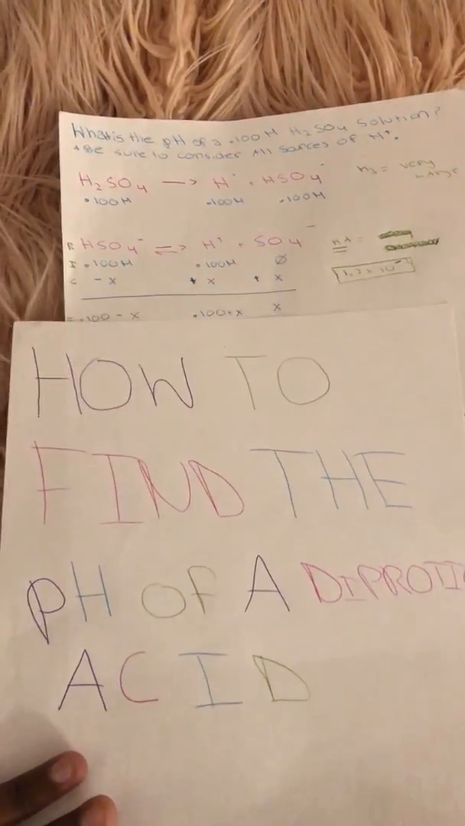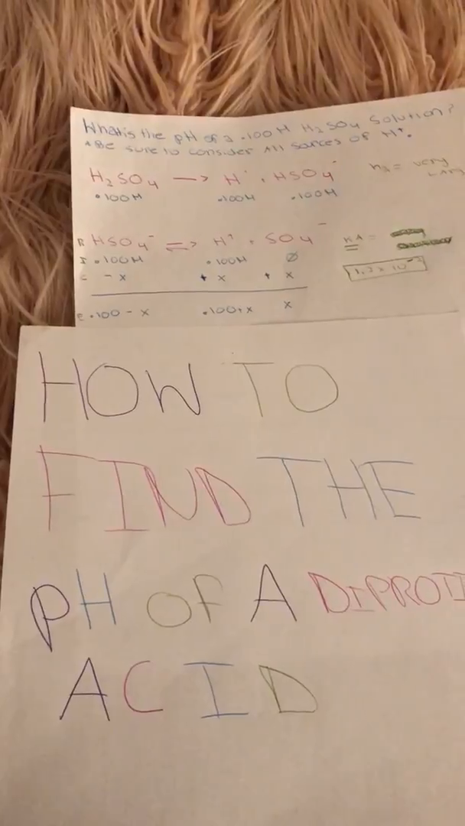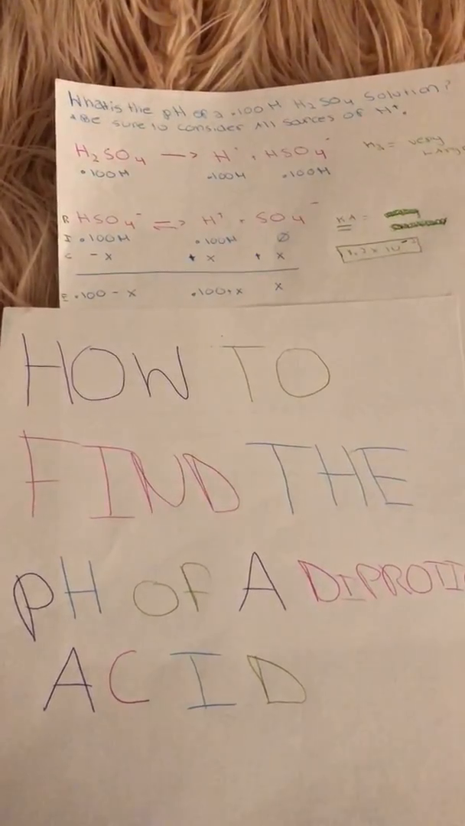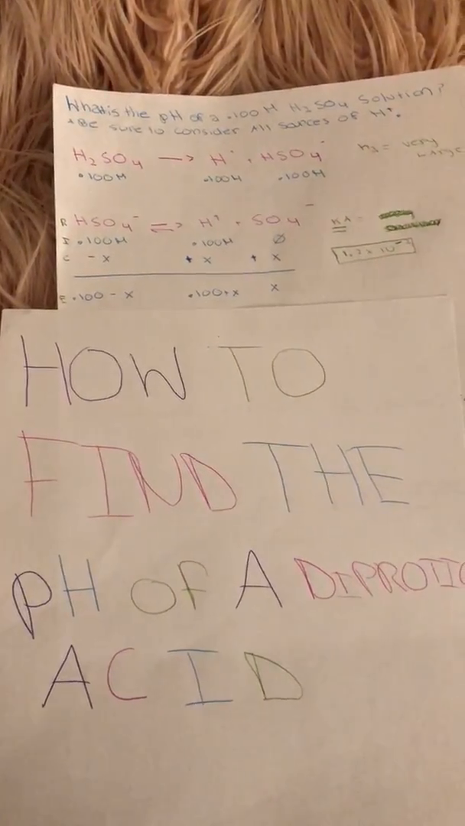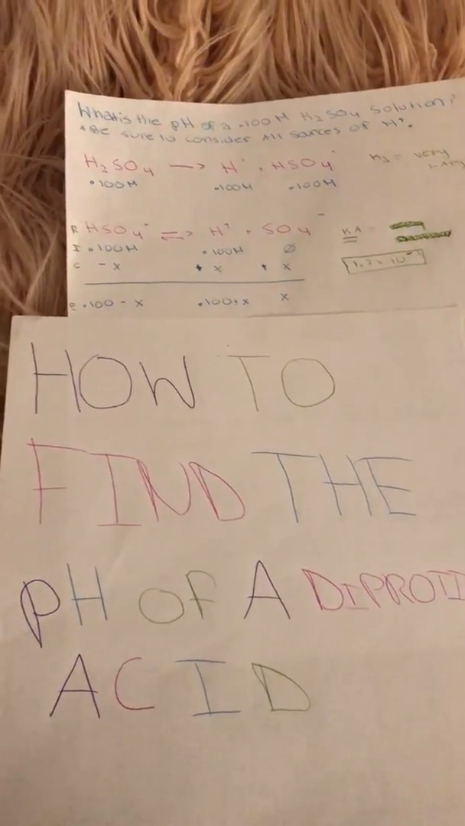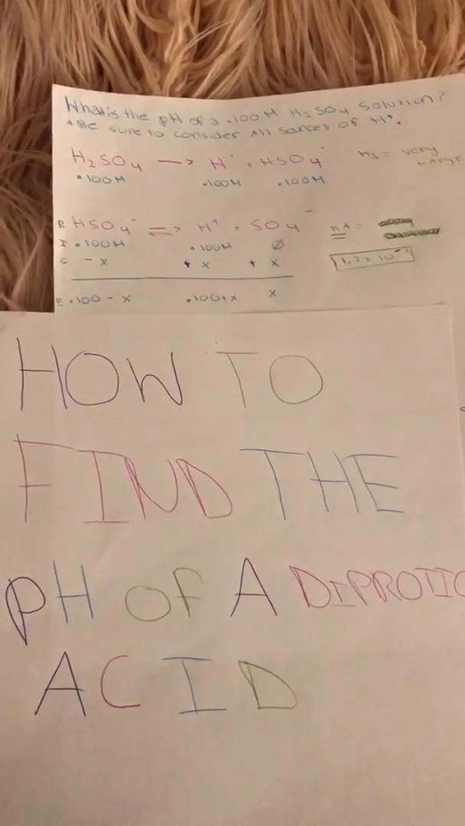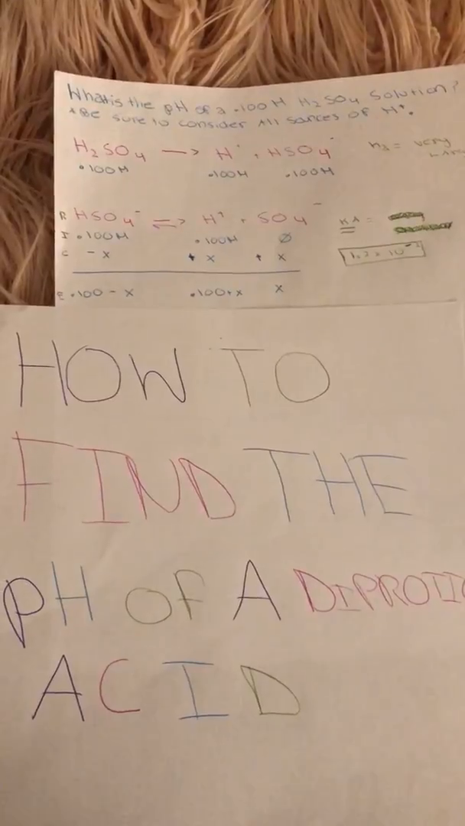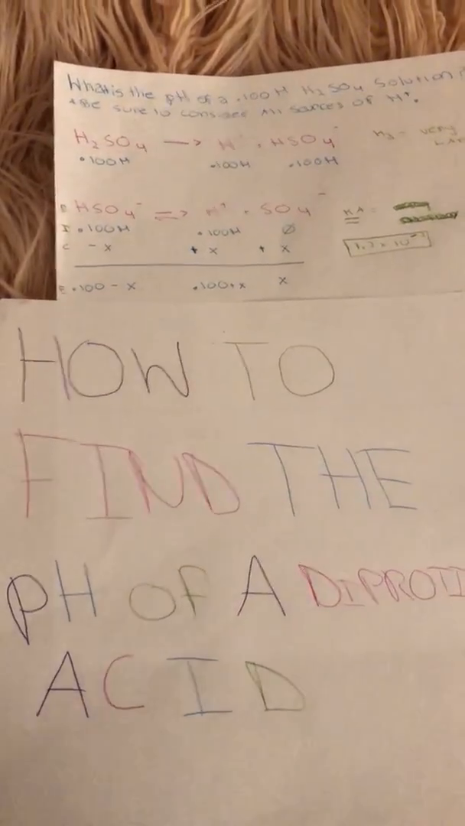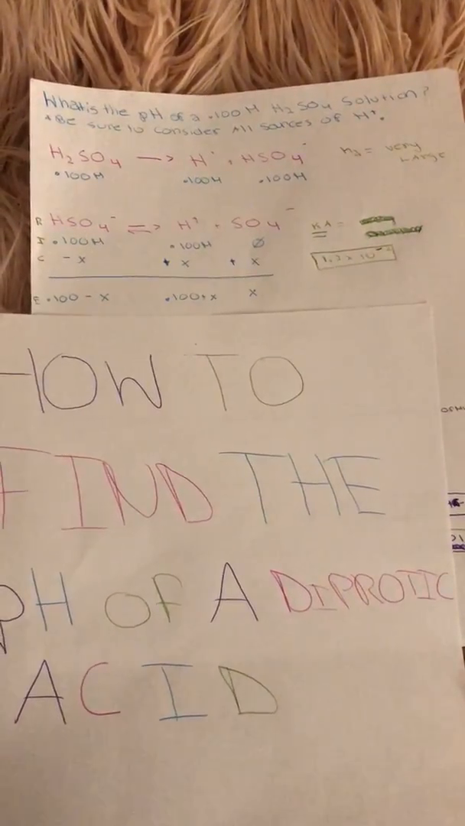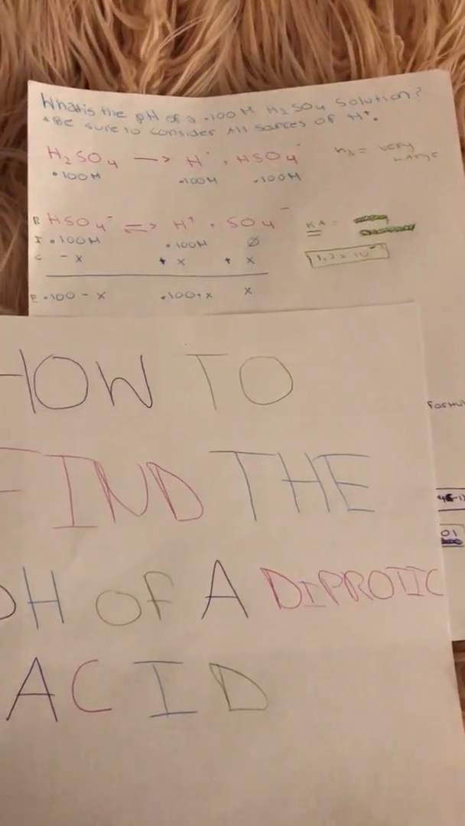Thus, we can now say that our equilibrium will be 0.100 minus X for the HSO4-, and it will be 0.100 plus X for the H+, and X for the SO4-. Ka for this will be 1.2 times 10 to the negative second. With all these values, we can now set up our equilibrium expression.